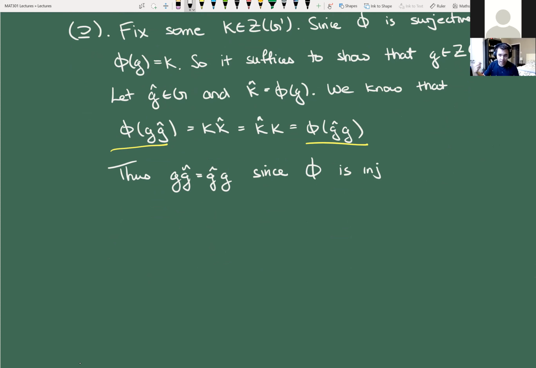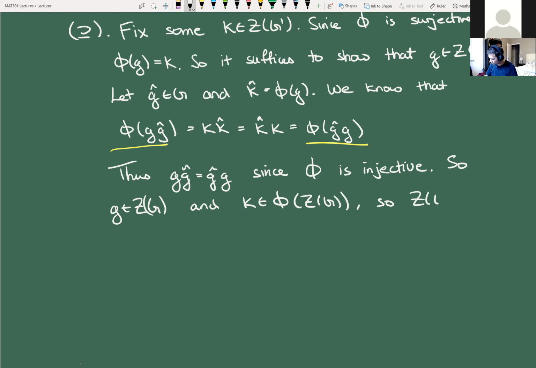But that's a perfectly valid thing, saying the phi inverse exists, so we can apply that. I like this a little bit more because to me this feels a little bit more elegant. This is precisely the condition of injectivity, right? If phi of one thing equals phi of another thing, then the arguments of the function have to be equal, right? So because phi is injective, g hat g is g g hat. And so this tells us that g is in the center of G. Which in turn tells us that k is in phi of Z(G). So Z(G prime) is a subset of phi of Z(G). And we're done because we did both inclusions.